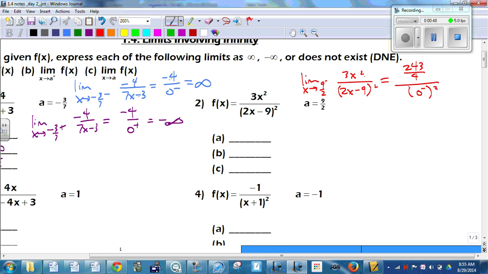So now we have this 0, or not 0, but a number really close to 0 that's negative, but it's being squared. So if we have a negative number that's squared, what do we get? Positive, right? So we're going to be approaching 0 from the right now. It's going to be a positive number once we square it. So we have a positive number over something really close to 0 that's positive. That's going to be approaching positive infinity.